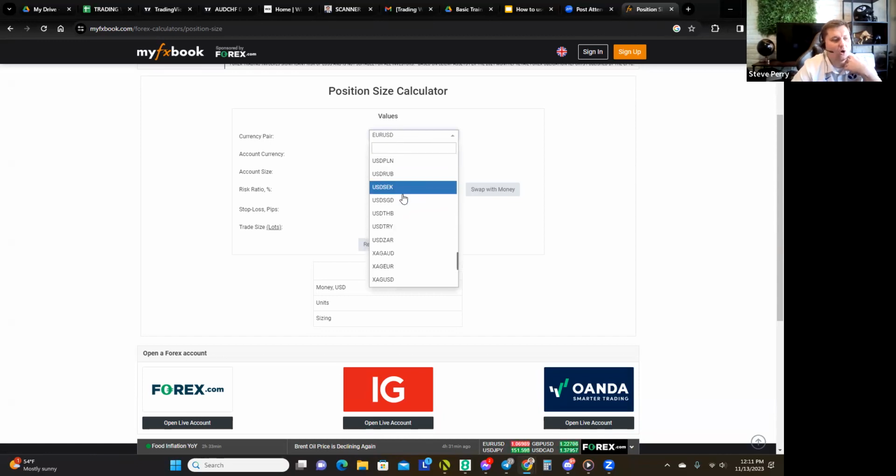My FX book has all the 28 major and secondary pairs, but then you also have the exotics in here, which obviously you're not going to use all of those. They do have gold in here. They do have silver, which is nice. They do not, however, have NAS 100 or US 30. So that is something to be aware of if you're going to use my FX book lot size calculator. But let me show you what this looks like.